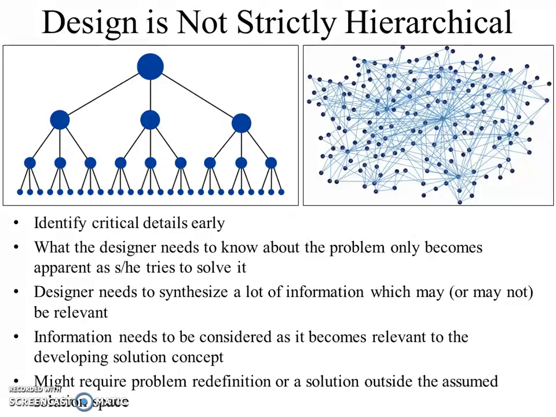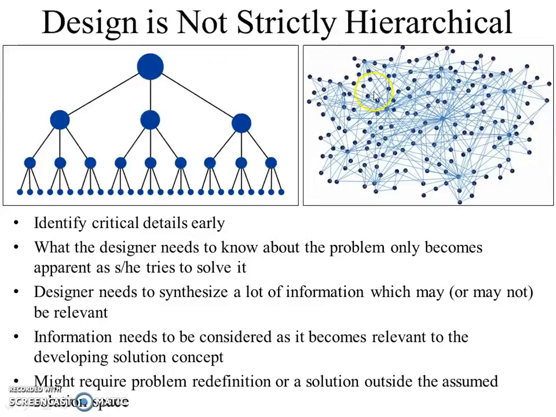So from this, we conclude that design as a process is not strictly hierarchical. To give you a sense of what this means graphically, I've got this image here on the left, which is a hierarchy that goes from the top large node down a chain to smaller nodes. And this is the problem-solving process that scientists use that undergraduate engineering students are typically most familiar with.